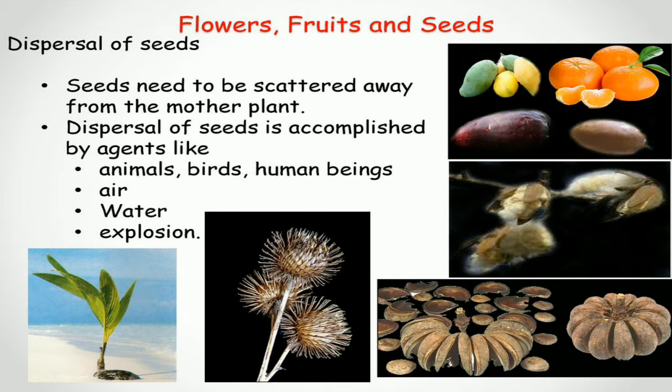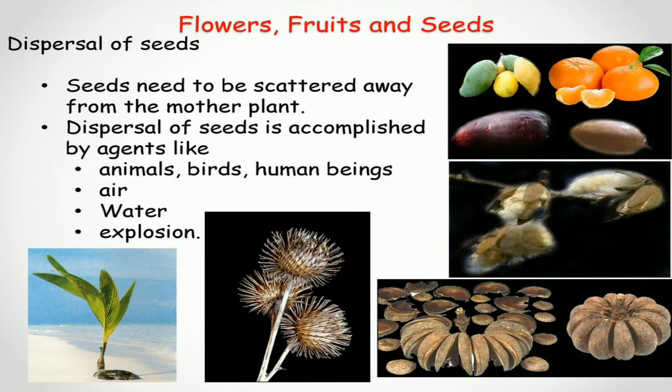need to be scattered away from the mother plant. So here we can find the seeds, different types of seeds. Dispersal of seeds is carried out by animals, birds, human beings, air, water, and explosion. So these seeds need to be scattered away from the mother plant.